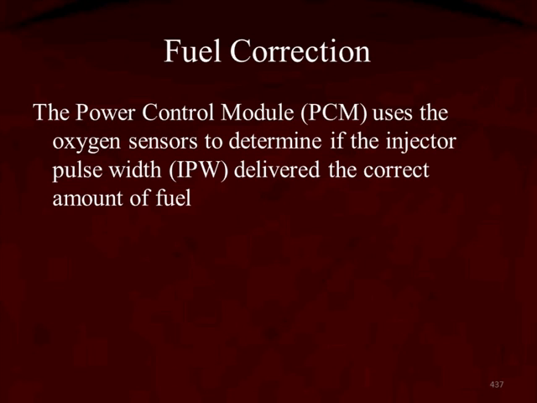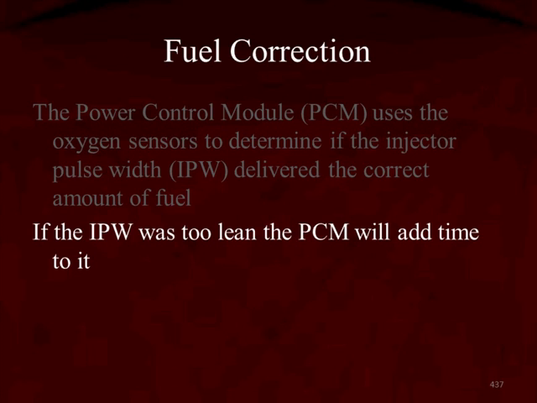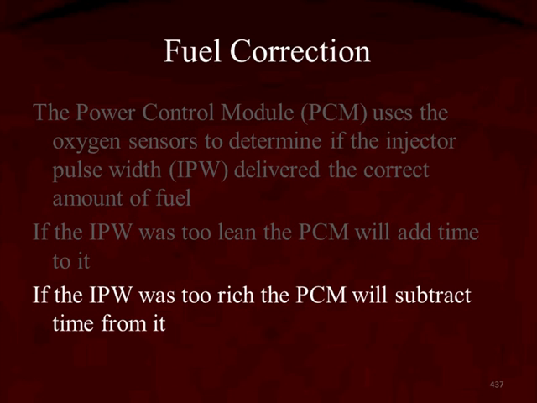So the power control module, the PCM, is going to use that oxygen sensor to determine, was the injector pulse width correct? Did it deliver the correct amount of fuel commanded by the injector on time? If the injector on time was too lean, the computer's going to add additional fuel or add time to the injector pulse width. And just the opposite. If the pulse width was too rich, the computer will subtract time from it.